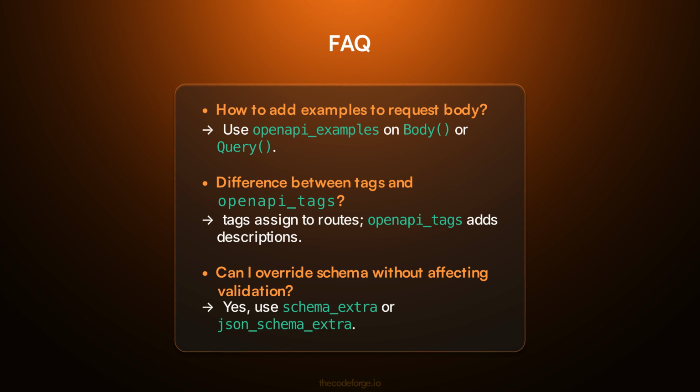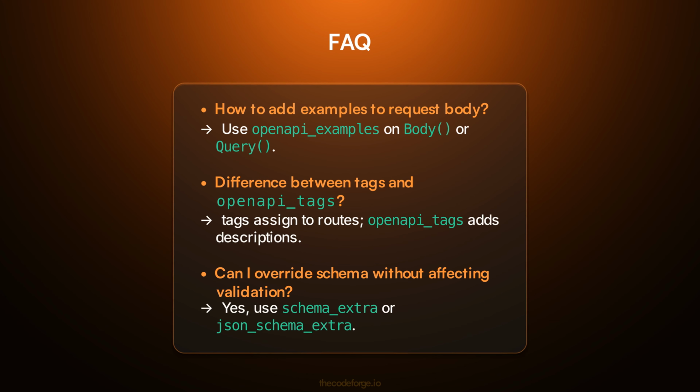And a few frequently asked questions. How to add examples to a request body? Use openapi_examples on body or query. Difference between tags and openapi_tags? Tags are assigned to routes. openapi_tags adds descriptions. Can I override schema without affecting validation? Yes, use schema_extra or json_schema_extra.